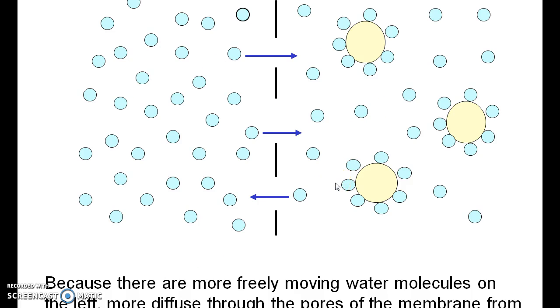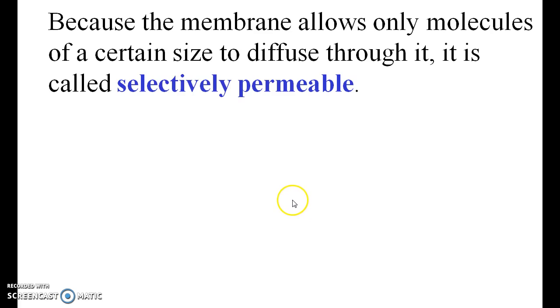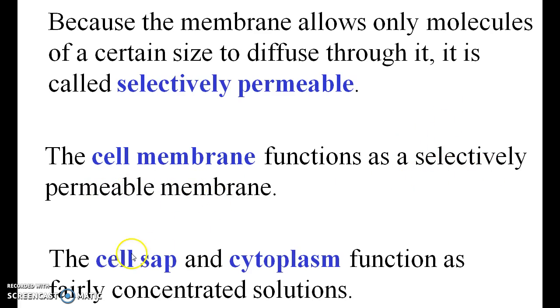Because there are more freely moving water molecules on the left, more diffuse through a pore of the membrane from left to right than from right to left. Because the membrane allows only molecules of a certain size to diffuse through it, it is called selectively permeable. The cell membrane functions as a selectively permeable membrane. The cell sap and cytoplasm function as fairly concentrated solutions.